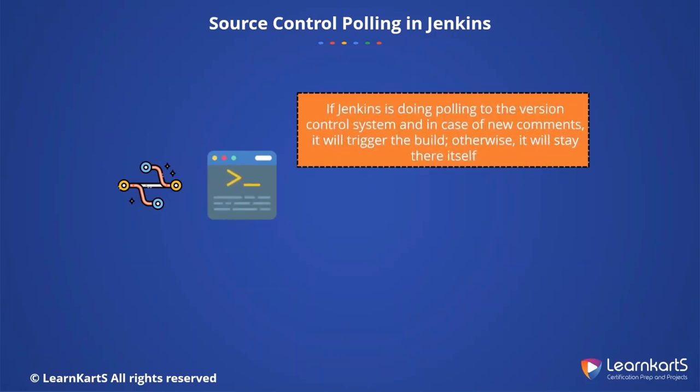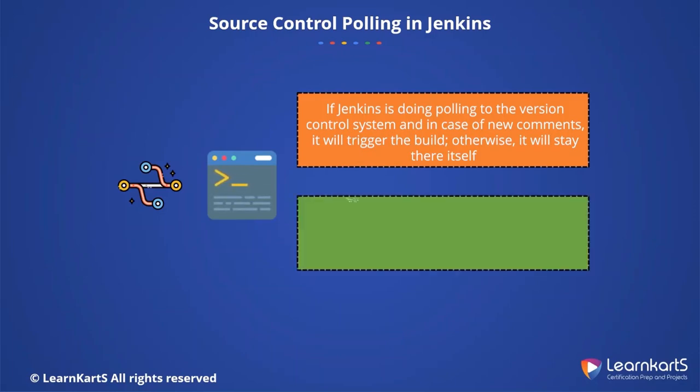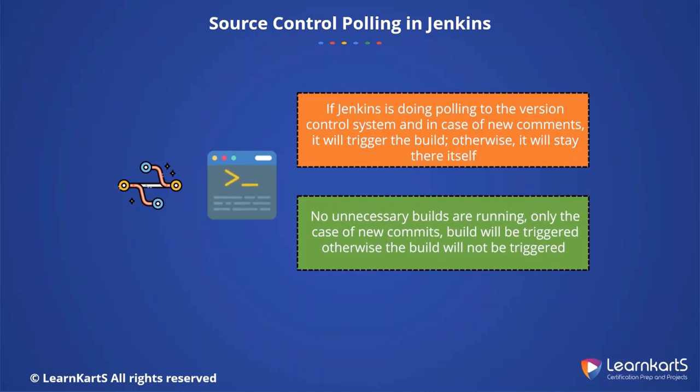Otherwise, it will stay there itself. So that's a kind of advantage here. It's not happening unnecessarily, with some builds running. Only in the case of new and genuine commits, the build will be triggered. Otherwise, the build will not be triggered as such. So that's the main benefit which we get with the polling activity here.